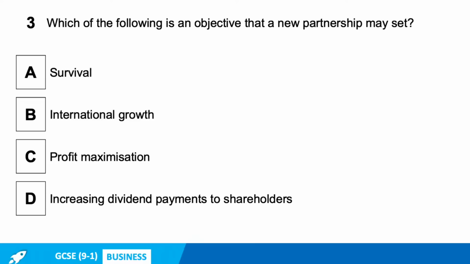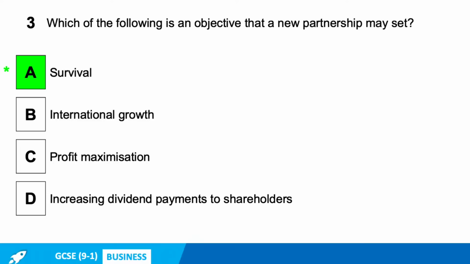Lots of answers coming in again, and everyone's got the right answer this time. So well done. It is survival. So international growth, profit maximisation, linked to larger businesses, more established businesses, and increasing dividend payments to shareholders. Shareholders only exist in private or public limited companies, and therefore they don't exist in a new partnership. So that can't possibly be D. But A, a new partnership, so that word new is really important in this question, would be focusing on survival or something like break even.